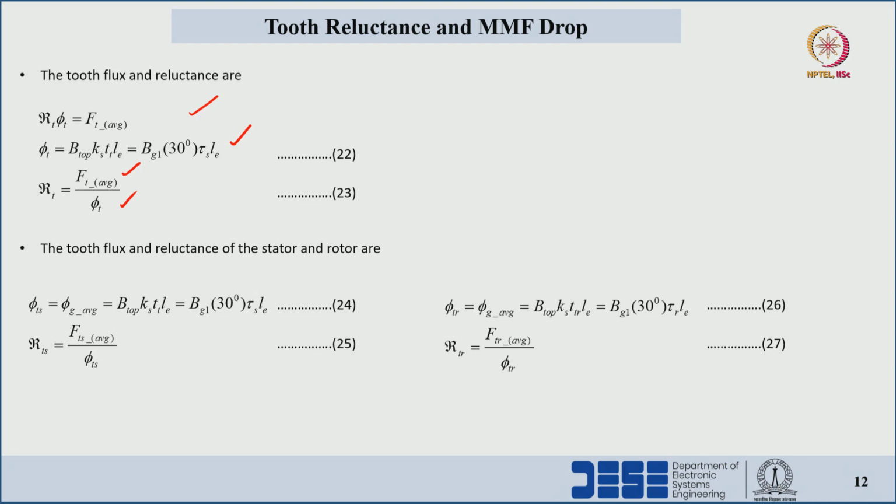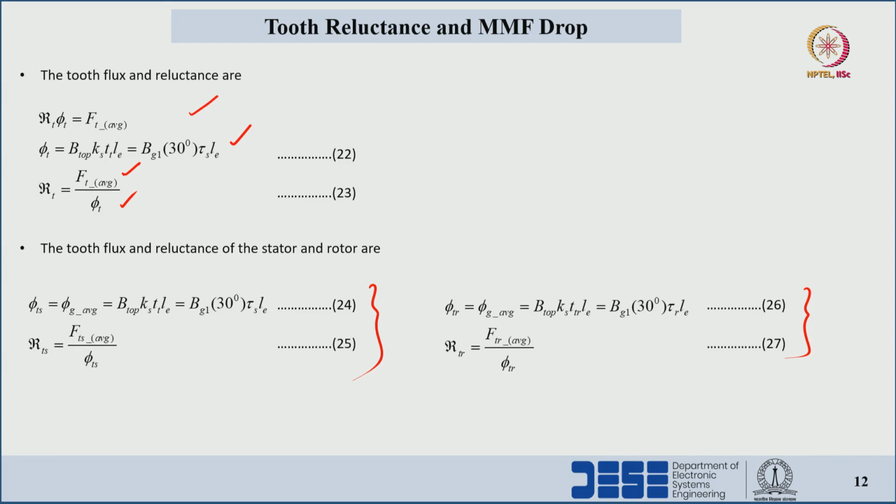So, the flux and reluctance terms with respect to the stator tooth are this one, and with respect to the rotor tooth is this one. Equations 24 and 25 give the stator tooth flux and reluctance values, and equations 26 and 27 give the tooth flux and reluctance with respect to the rotor core.